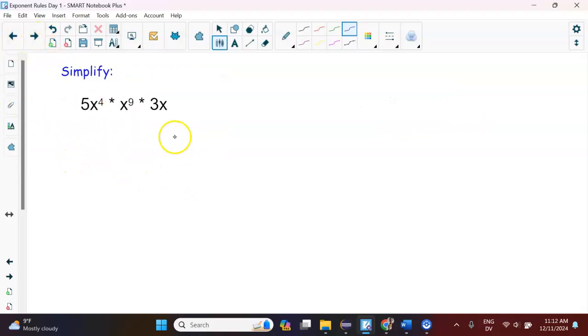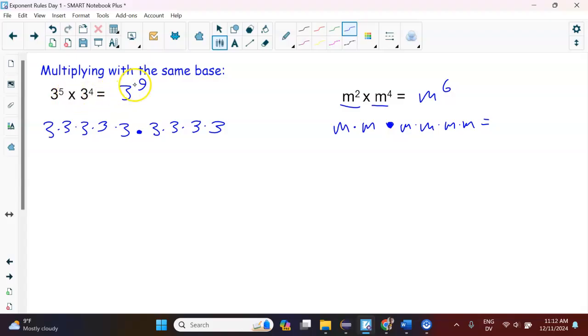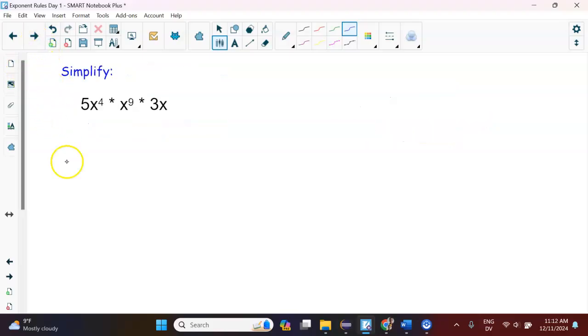Okay, so here's kind of a wild example with that. But if you're unsure, the rule is, again, you just keep the base and add the exponents. And if you're not sure, I do this expanded form. Okay, so pause the video and give this guy a shot here.